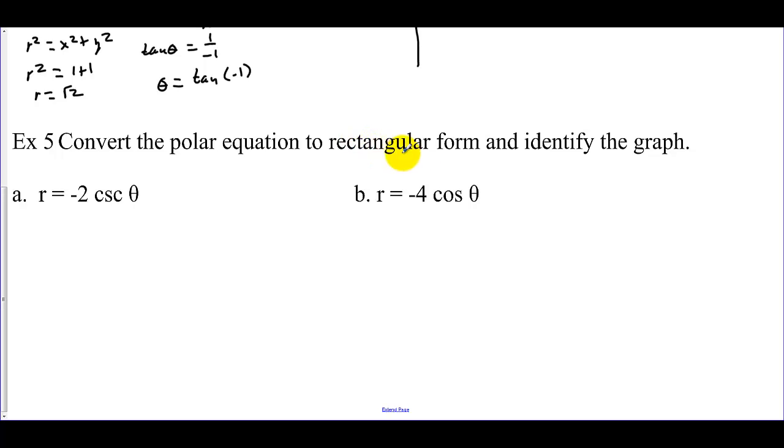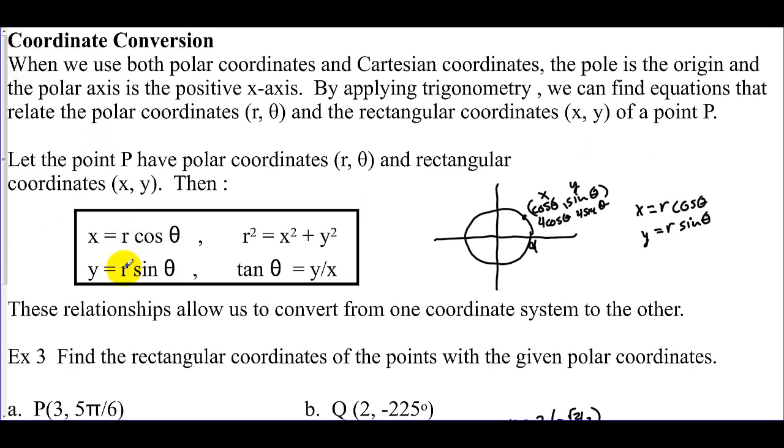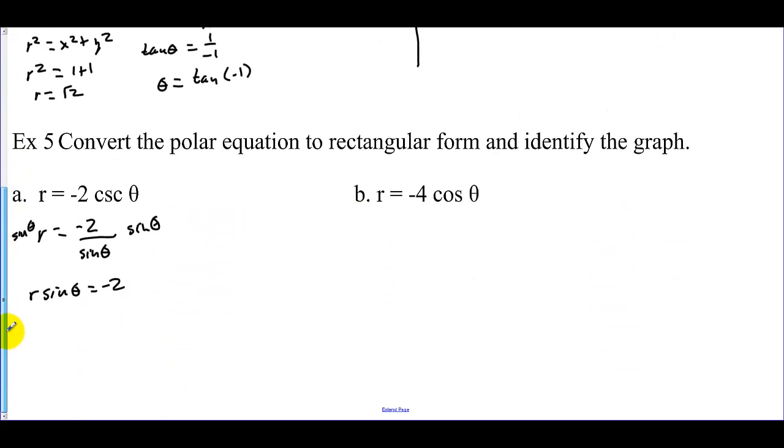Convert the polar equation to rectangular form and identify the graph. In this case, we have r is equal to negative 2 over cosecant. The reciprocal of cosecant is sine. So we have r sine of theta is equal to -2 when we multiply both sides by sine theta. Now what we're trying to accomplish is to get this r sine. R sine is the same as y. So we'll go back. We have r sine, and we have y is equal to -2. That's the Cartesian equation for this.